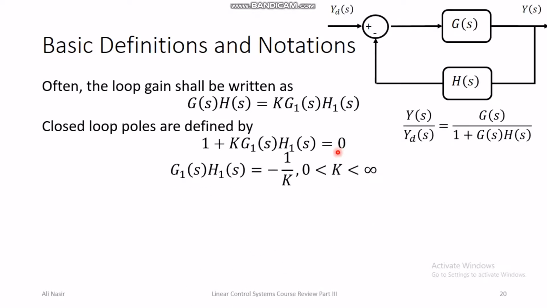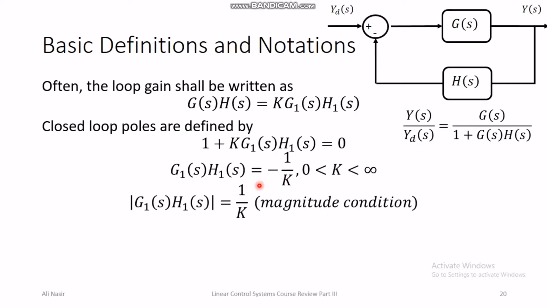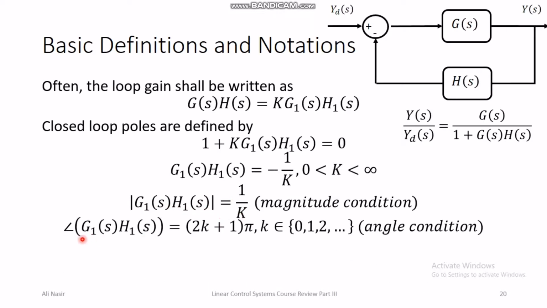Then there is this condition which is derived from the above equation, and using this condition we derive the magnitude condition, which gives us the magnitude of G1(s) H1(s) as 1 over k, and we derive the angle condition, which means that the angle of G1(s) H1(s) is (2k plus 1) times pi, where k can be 0, 1, 2, 3, 4, 5 or minus 1, minus 2, minus 3. So these are called angle conditions.